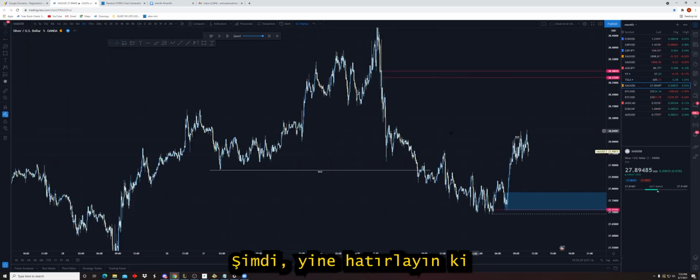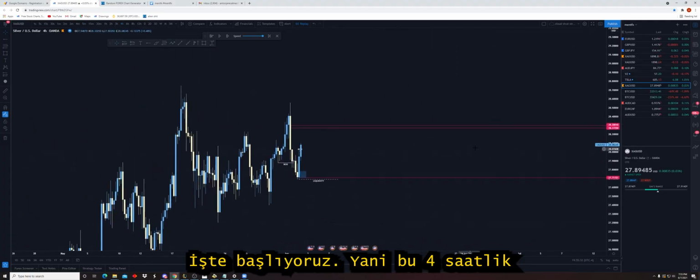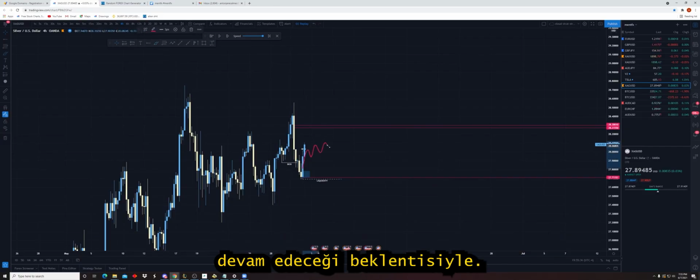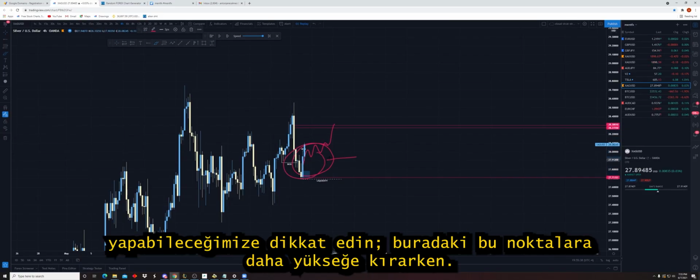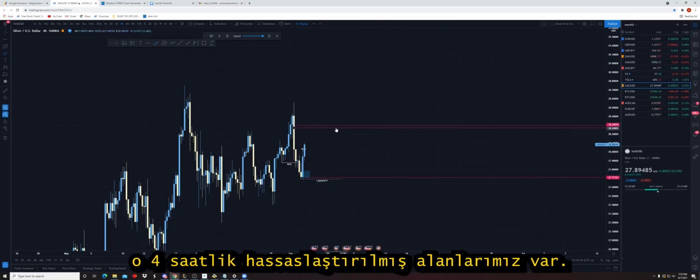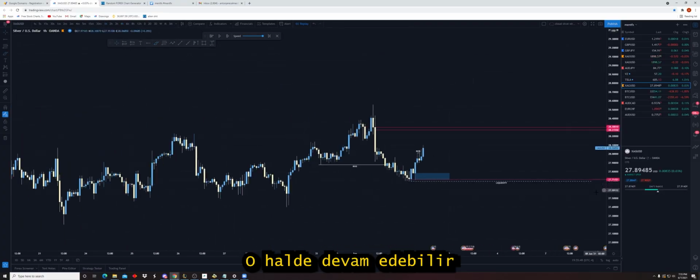Now, again, remember that we still refine this area here. And here we go. So we had this 4-hour break. So this is all still with the anticipation that price is going to keep breaking higher. Notice how many refinements we could have even inside there as it breaks higher to these points here. Right, and now we still have these 4-hour areas refined where we want to expect sells from, right? So we can go ahead and watch these two again.